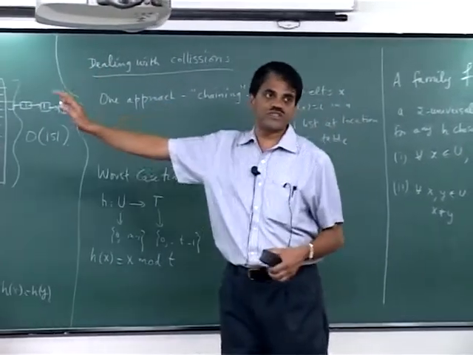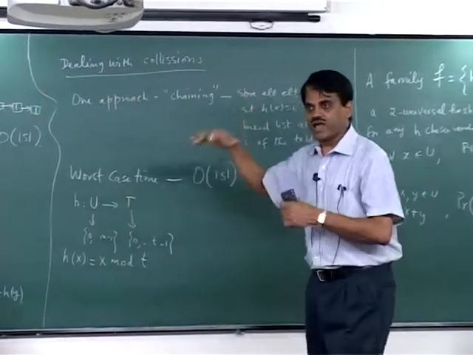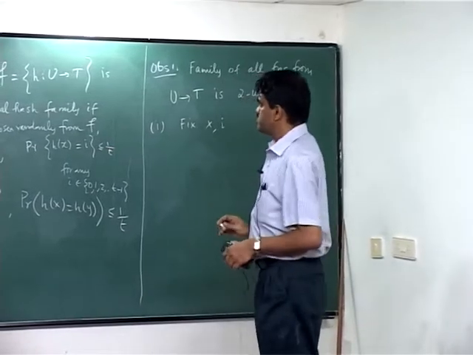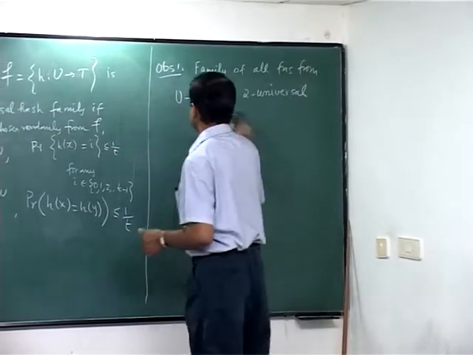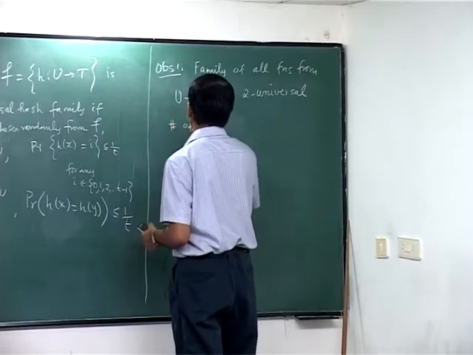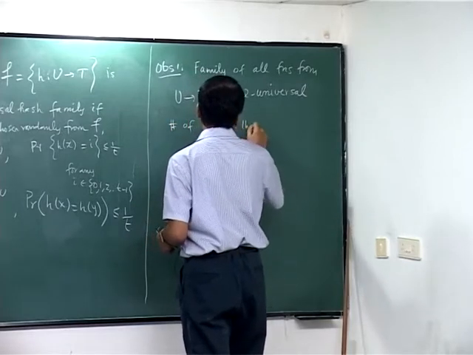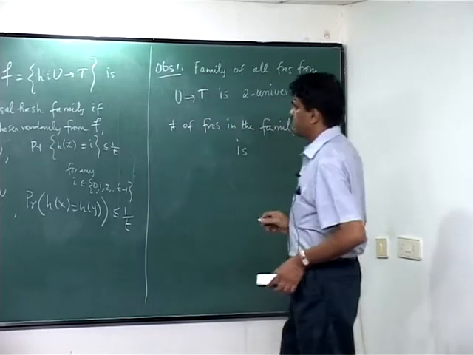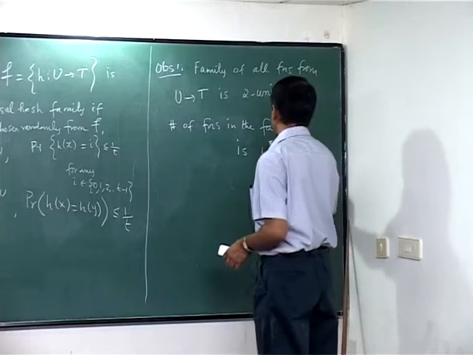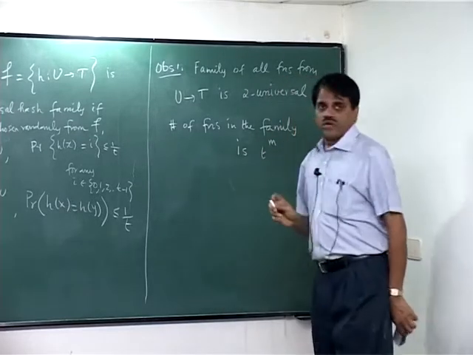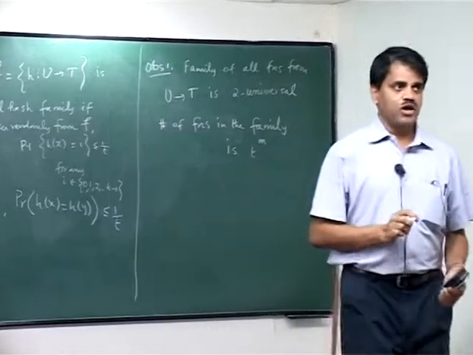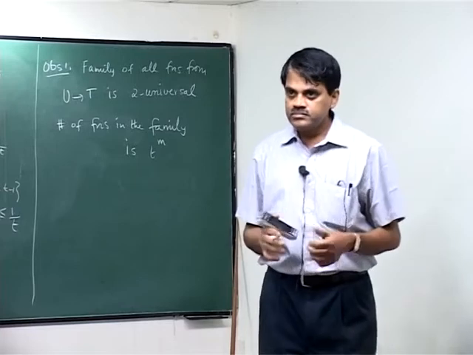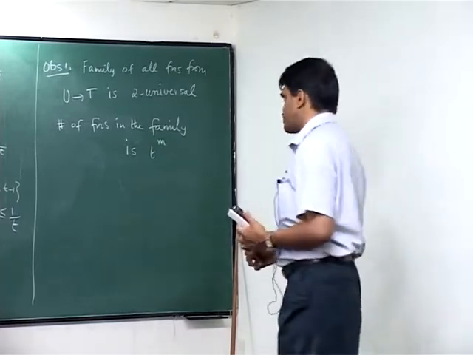Okay. S is the set we want to represent, of size N. We will come and connect N with all these parameters. Don't forget N for now. So the number of functions in the family is T power M, is that right? Everybody sees that? How do you prove this? Each one has T choices.